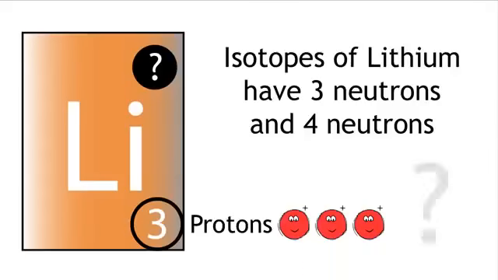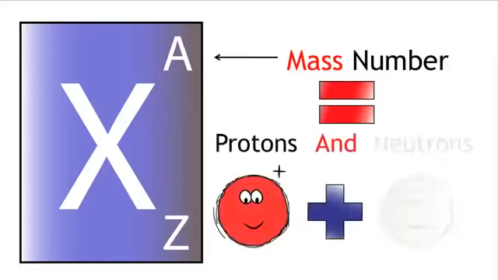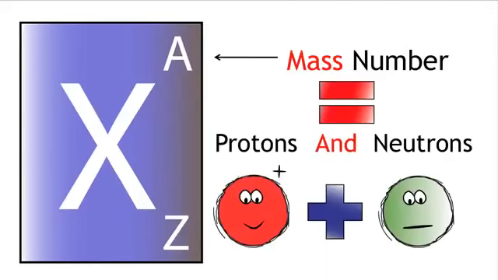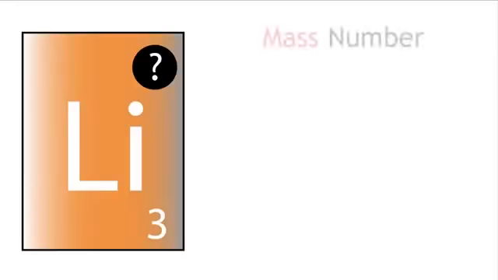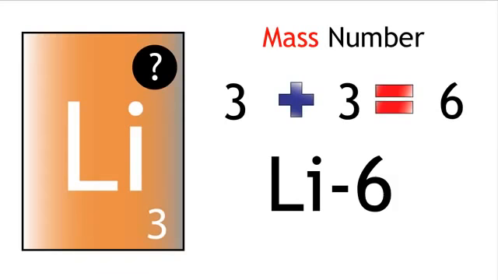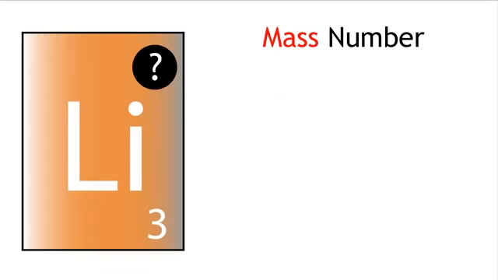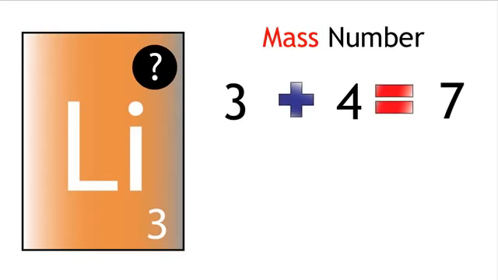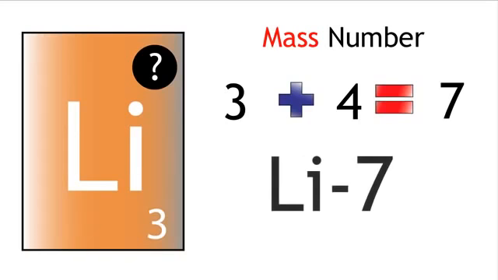How do we calculate each of the isotopes' mass numbers? Remember, mass number equals number of protons plus number of neutrons. So for one isotopic form, the mass number would be 3 plus 3, 6. So we would have Li 6. And for the other form, the mass would be 3 plus 4 equals 7. So we would have Li 7.